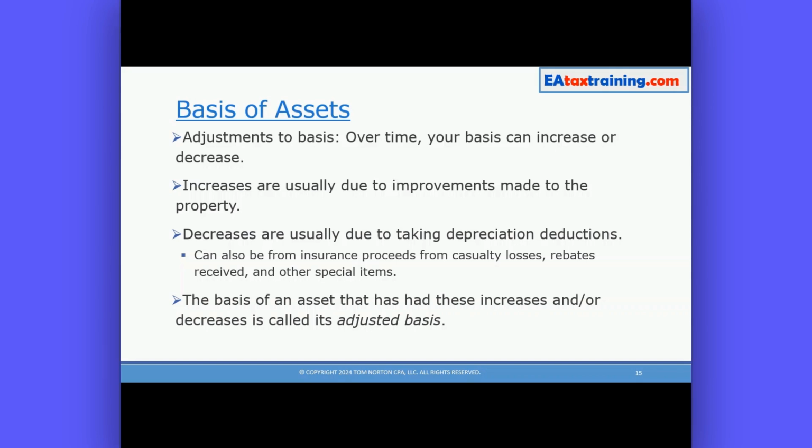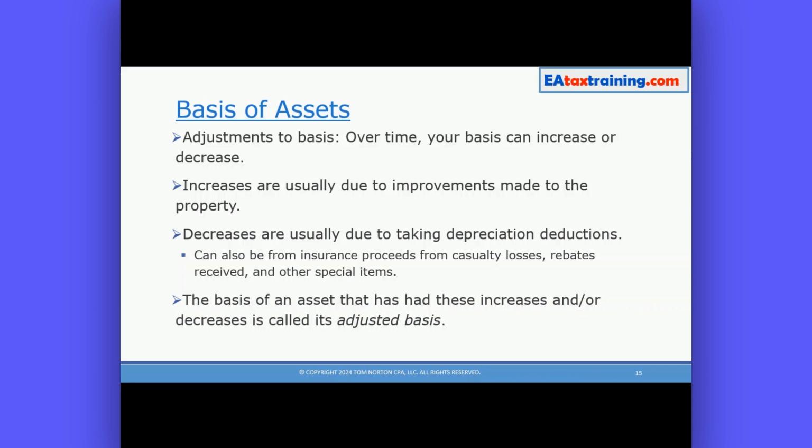So let's say you bought something and you paid a certain amount for it, and then after you bought it, you got a rebate from whoever sold it to you or from the manufacturer. So that rebate is sort of like a reduction in the sales price. So it's a reduction in the cost. So that would be a reduction in the basis of the asset. So the basis of an asset that has had these increases or decreases is called its adjusted basis.